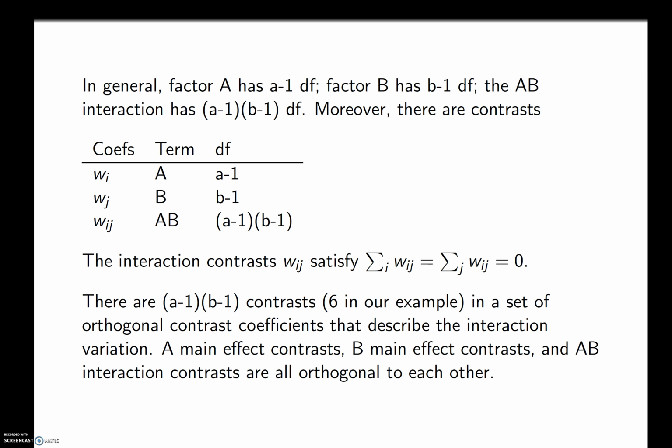And in a set of orthogonal contrast coefficients that compare those interaction effects, we could partition that up. So the A main effect contrasts, the B main effect contrasts, and the AB interaction contrasts, we want them to all be orthogonal to each other in order to get this nice, neat relationship between the orthogonal contrasts and the sum of squares measures.